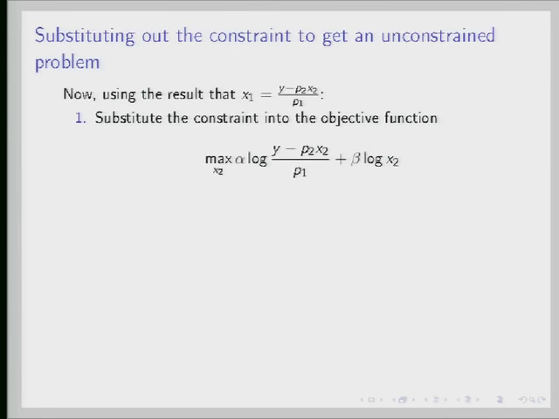So now notice two things about this. First of all, there's no constraint. I put it in the objective function. Second of all, there's only one choice variable now. Y and the prices, that we all think is given. Those are just numbers as far as the consumer is concerned. The only thing the consumer has to do now is to choose x2.